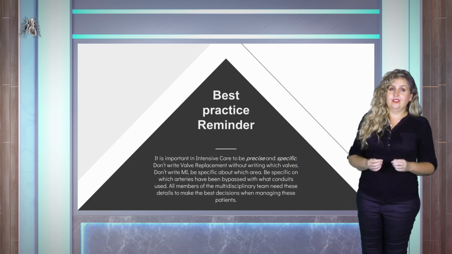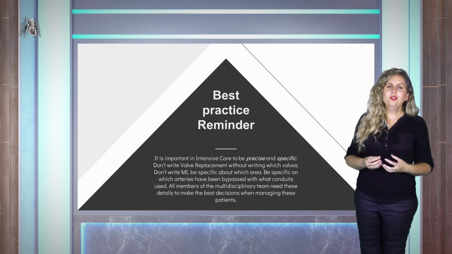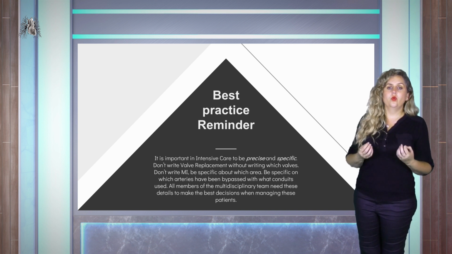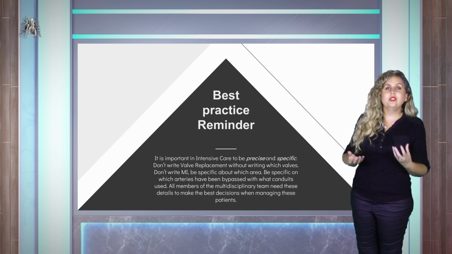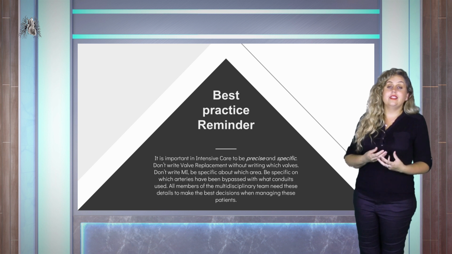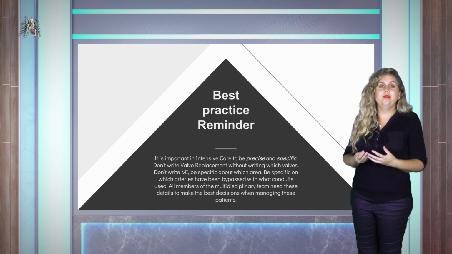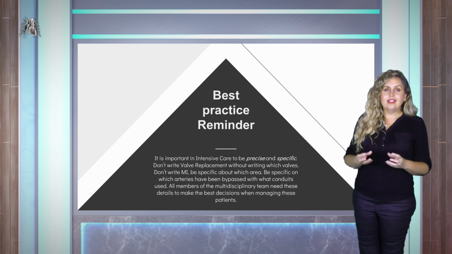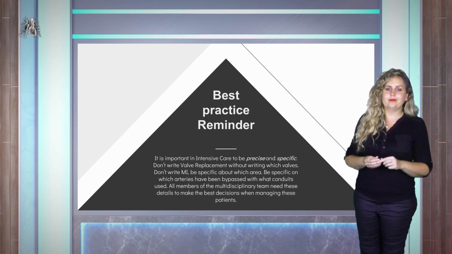It is important in intensive care to be precise and specific. Don't write valve replacement alone without writing which valves. It's important to distinguish which valves those are precisely. If it's on the right side or the left side, the treatment is completely different. The same goes for MI. What we spoke about earlier, if it's anterior, it's a completely different treatment to the inferior MI. The I of ICU is for intensive. We need to get all these details right.